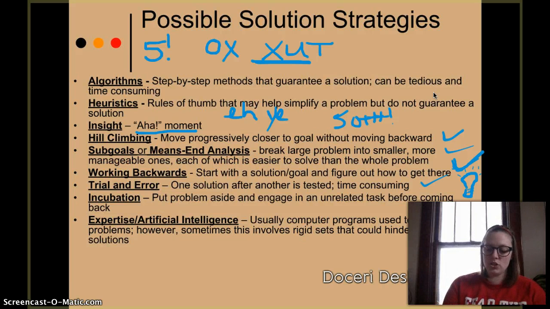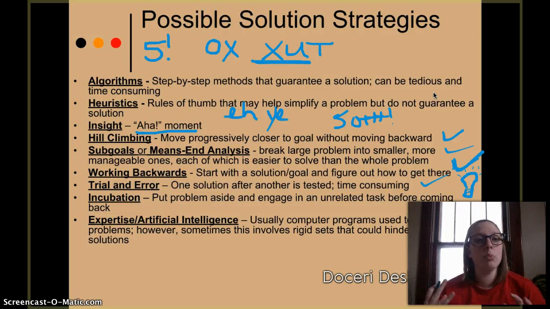Then there's incubation. Just put that aside. Go play your video game for a little while, but time yourself on the video game because you will get lost. Play for like 15 minutes. Give your brain a rest. And then come back. Most likely you'll be able to figure out your problem.